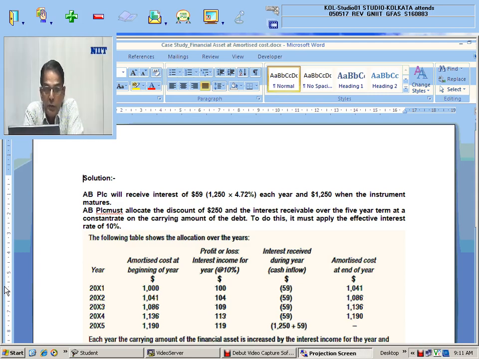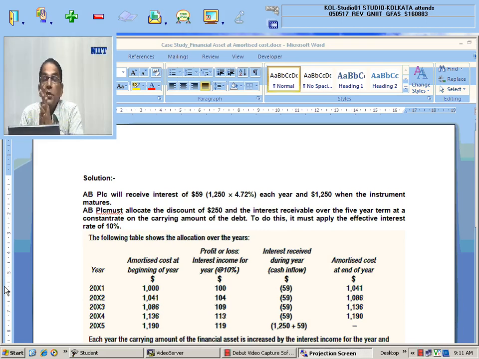During 20X1, the amortized cost at the beginning of the year is the fair value, that is 1,000, the initial measurement of the debt instrument. Interest income for the year is 100 at the rate of 10% on 1,000. Interest received during the year on the instrument is 59. So 100 minus 59, that is 41, will be added to the amortized cost at the beginning of the year. So the amortized cost at the end of the year will be 1,041. This will be the amortized cost for the second year, 20X2.